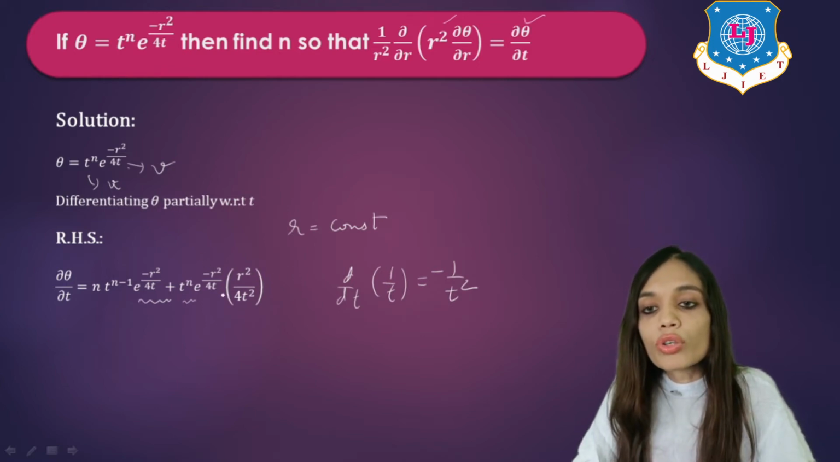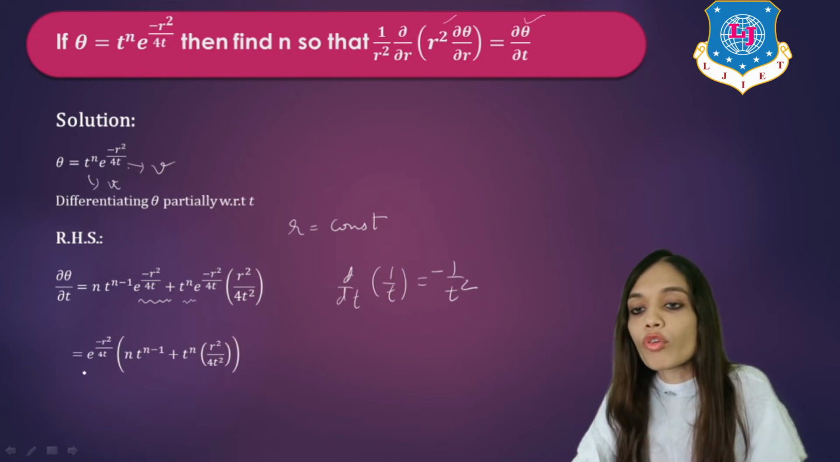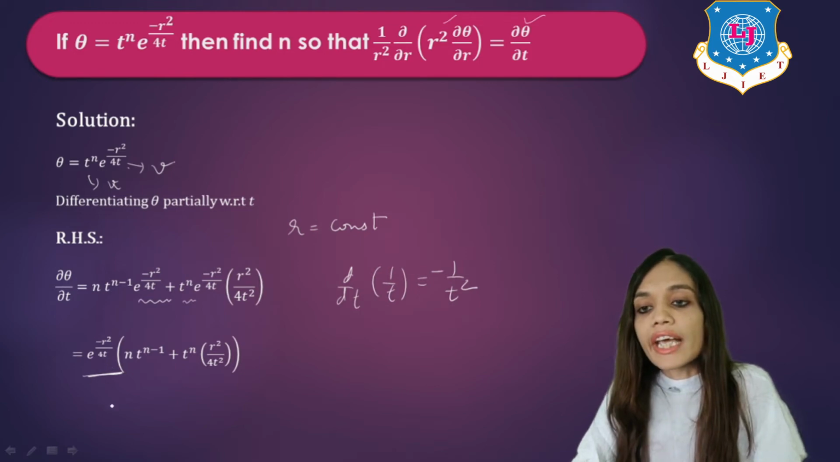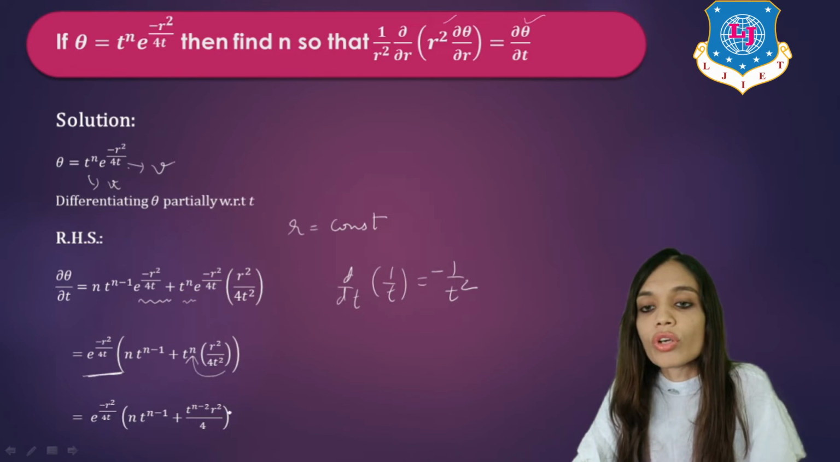Now what you have to do is take out e raised to minus r square upon 4t common. So on taking out common you will get del theta by del t is equal to e raised to minus r square upon 4t into (n into t raised to n minus 1 plus, and in this term what we have done, we have written it as t raised to n minus 2 into r square upon 4).